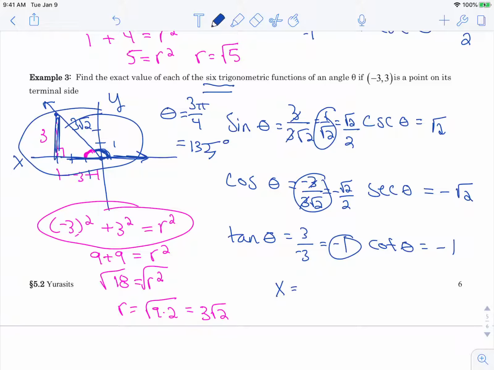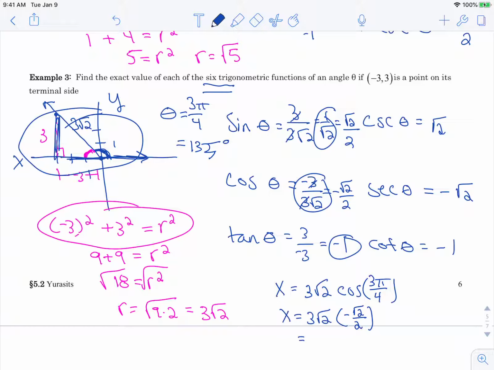X equals my r, which is 3 root 2, cosine of 3 pi over 4. Well, looking at my unit circle, and this problem did not ask us to do this. I'm just showing you that formula one more time. Cosine of 3 pi over 4 is negative root 2 over 2, just looking at my unit circle.